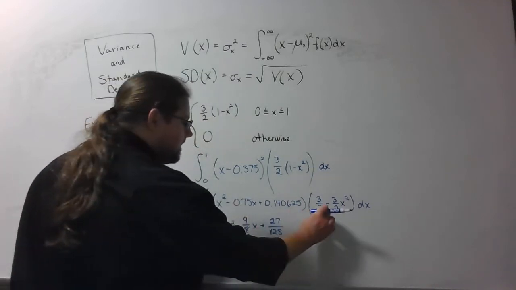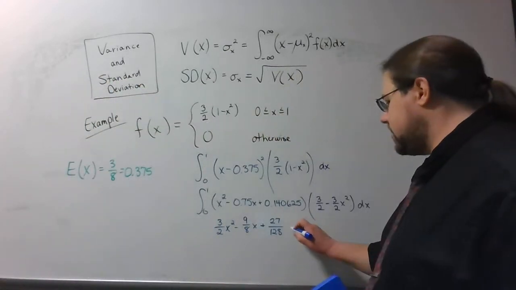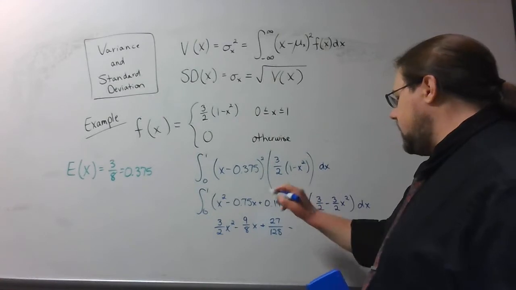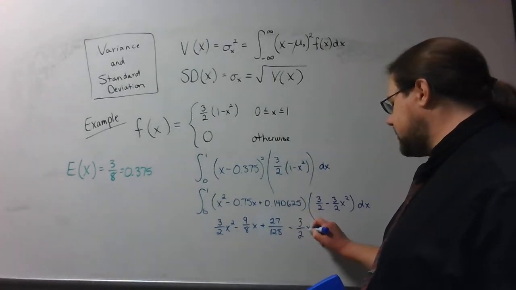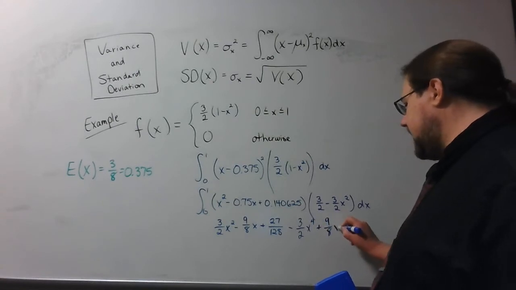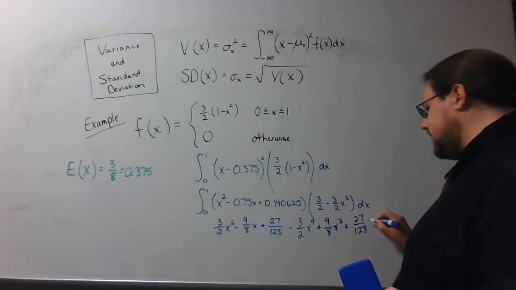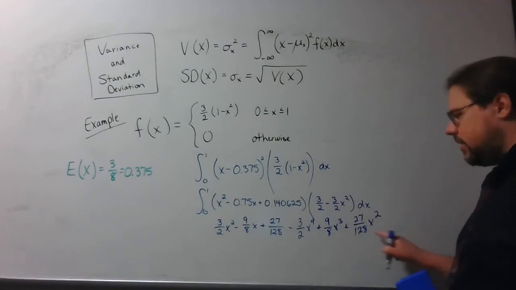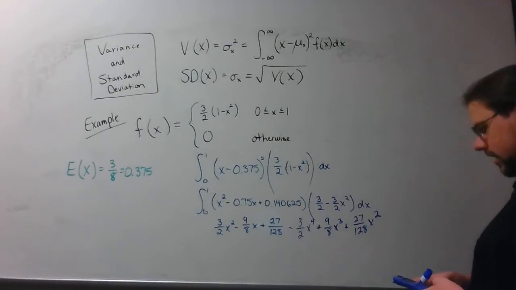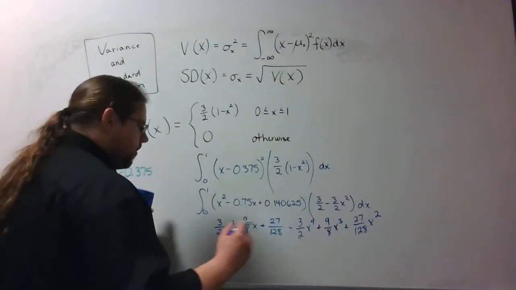So I multiplied all this times that 3/2, and it's basically going to look the same, only different exponents and negatives this time. So this is going to be minus 3 over 2x to the 4th plus 9 over 8x to the 3rd plus 27 over 128x squared. I'm going to go ahead and combine that 3/2 and that 27 over 128, just because they're both x squareds, it'll make my life a little bit simpler. I'm also going to rearrange these so it's in a more normal order.